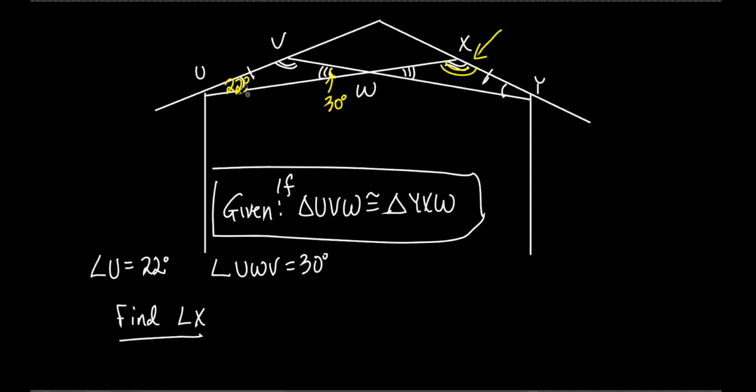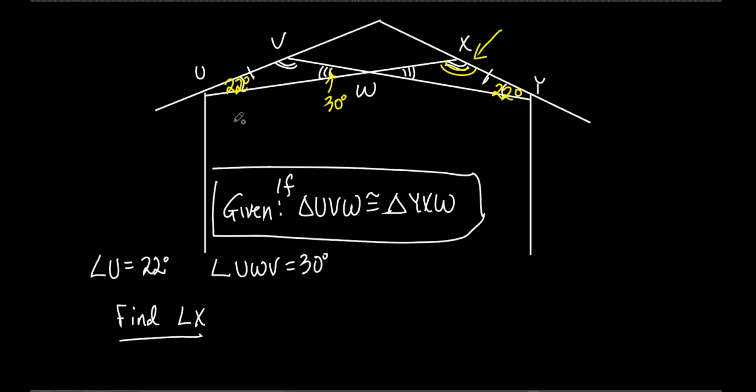So that means that angle U is 22 degrees. What's 22 degrees over here? Angle Y. Angle Y is 22 degrees. Because remember we wrote them down earlier? See, there's the U, there's the Y. They're in the same spot. So the U and the Y are equal to each other. So that's 22 degrees.